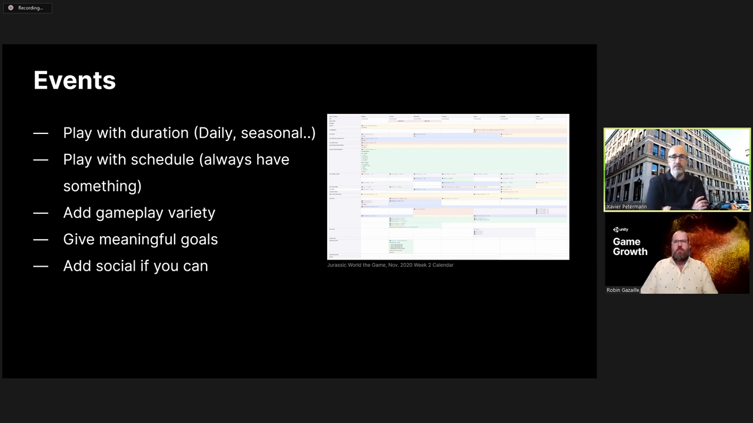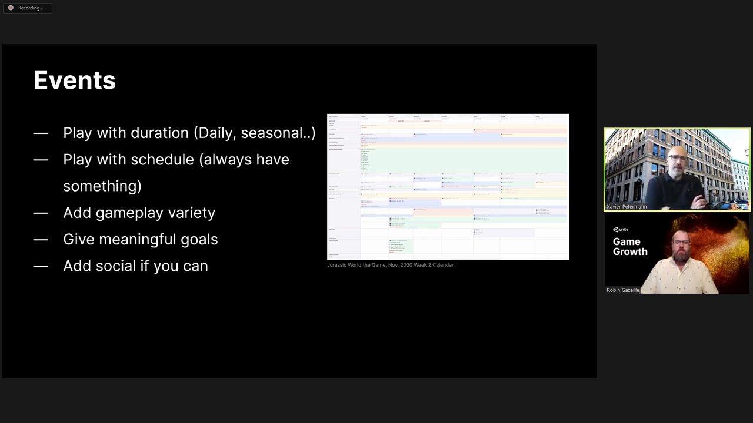One thing you want to do is play with different durations. You can have daily events. You can have almost hourly events. You can have seasonal events that last for a month or more. You want to also play with the schedule to have something that people can expect to always have something going on. So when people join at any time, there is an event that is going on.